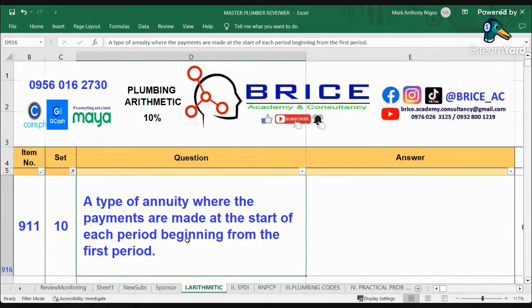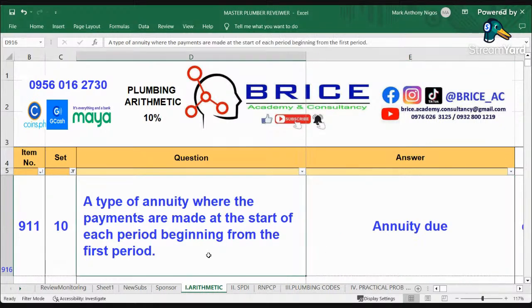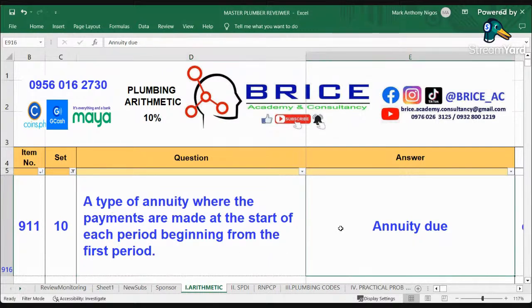911. A type of annuity where the payments are made at the start of each period, beginning from the first period. Kakalito, no? The answer is annuity due. Siguro kung may example, mas malinaw to. A type of annuity where the payments are made at the start of each period beginning from the first period. Annuity due.